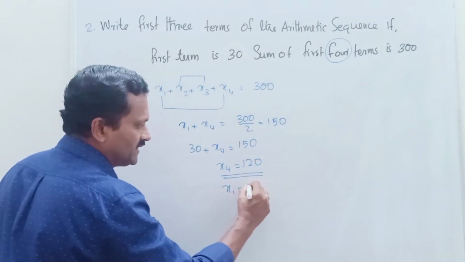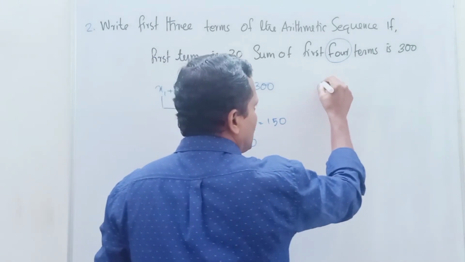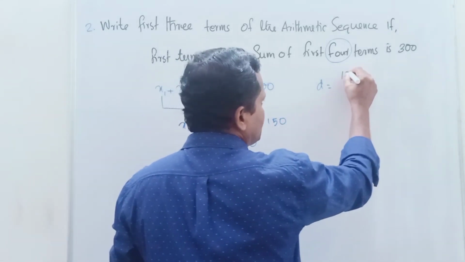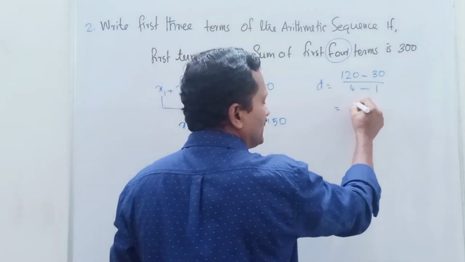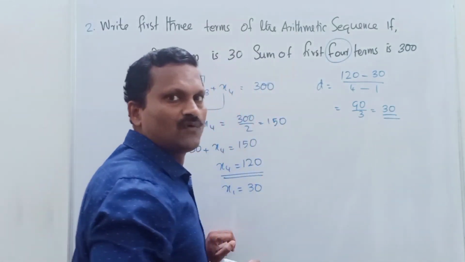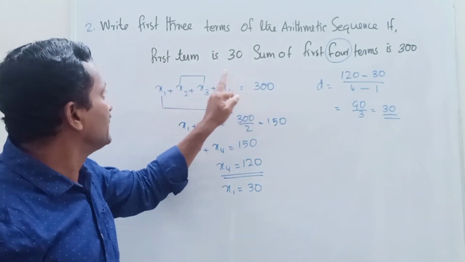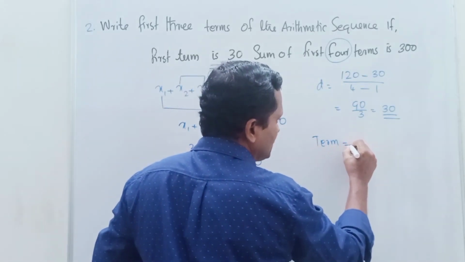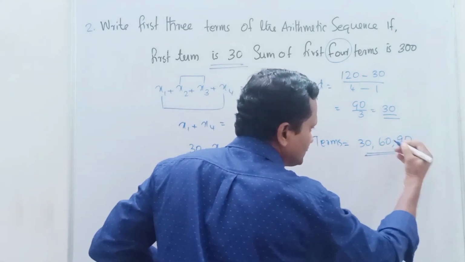Now, the first term is 30 and the fourth term is 120. Then we can calculate the common difference, that is term difference divided by position difference. 120 minus 30 divided by 4 minus 1, that is 90 by 3 equal to 30. Now we got the common difference d equal to 30. Here the first term is 30. Therefore, the first three terms are 30, 60 and 90.